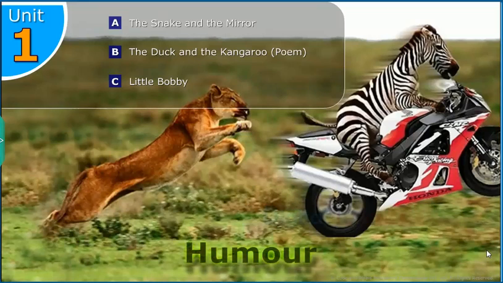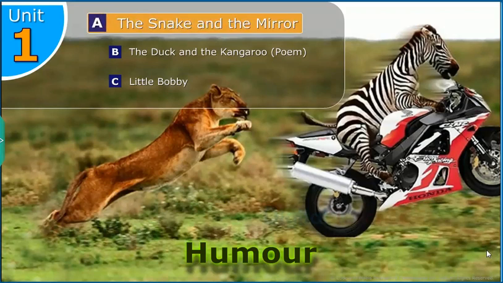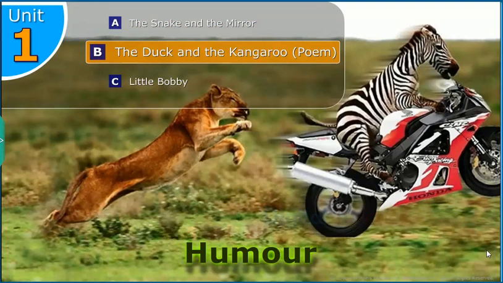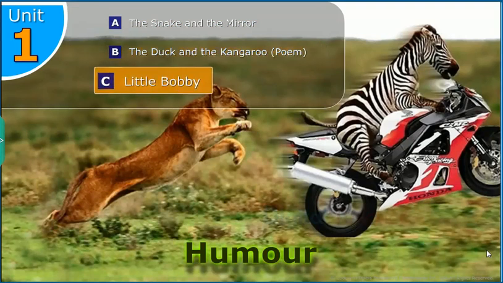Welcome to the unit Humor. This unit helps to understand what humor is. This unit is classified into 3 reading sections. They are A. The Snake and the Mirror, B. The Duck and the Kangaroo poem, C. Little Bobby.